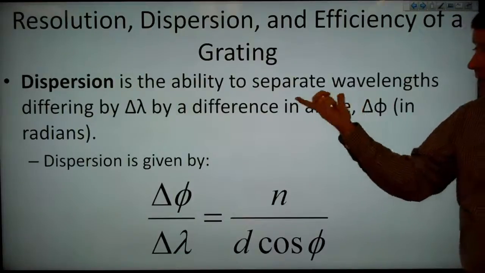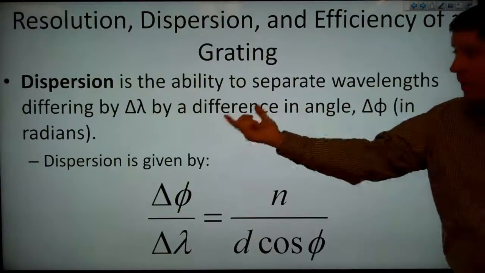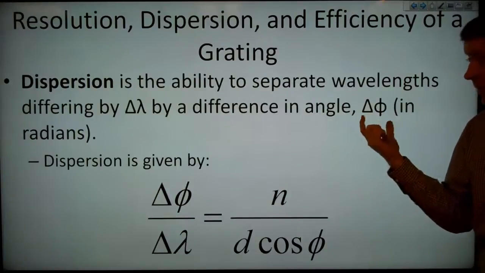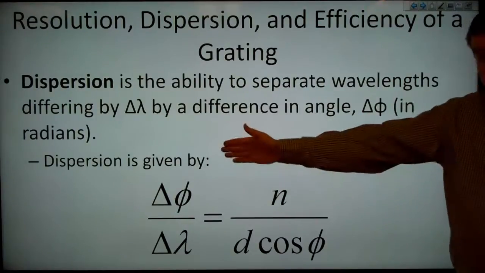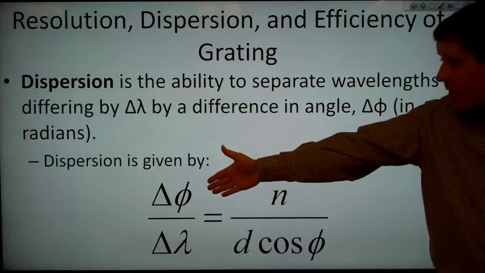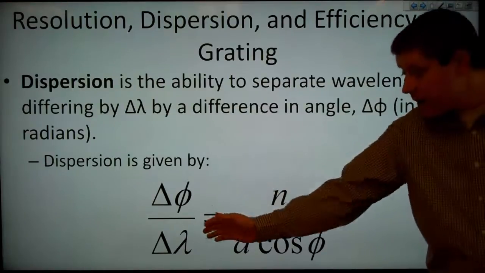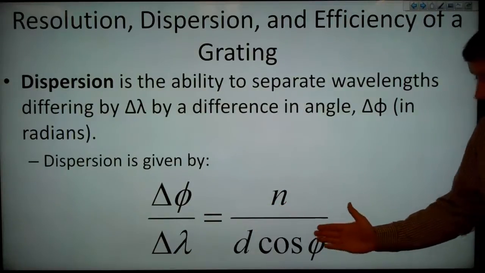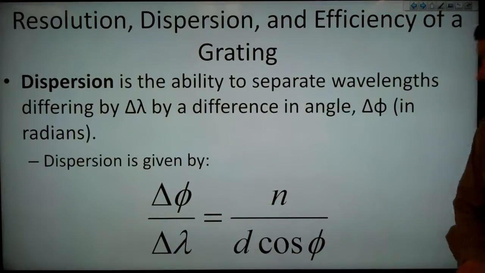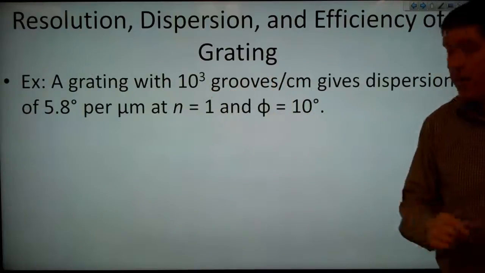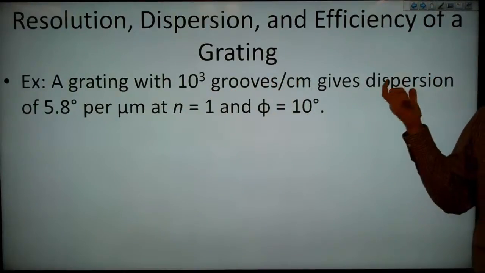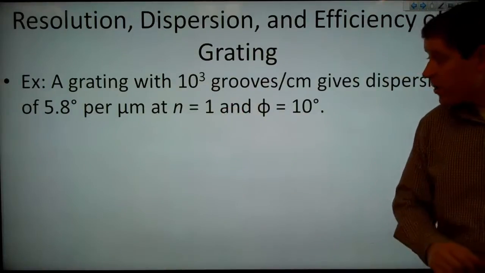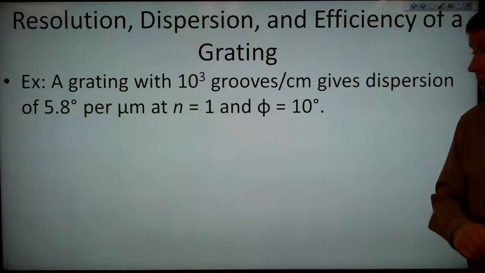Capital N is the number of grooves that are illuminated on our grating. The dispersion is the ability to separate wavelengths differing by Δλ by a difference in angle, Δφ, in radians. And dispersion is given by this equation. So we have our difference in angle divided by our difference in wavelength is equal to n divided by d cosine φ. For example, a grating with 1,000 grooves per centimeter gives a dispersion of 5.8 degrees per micron at first order and at φ of 10 degrees.